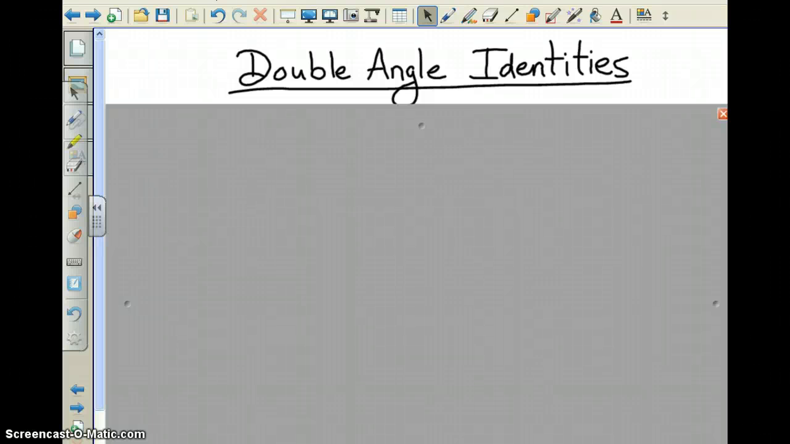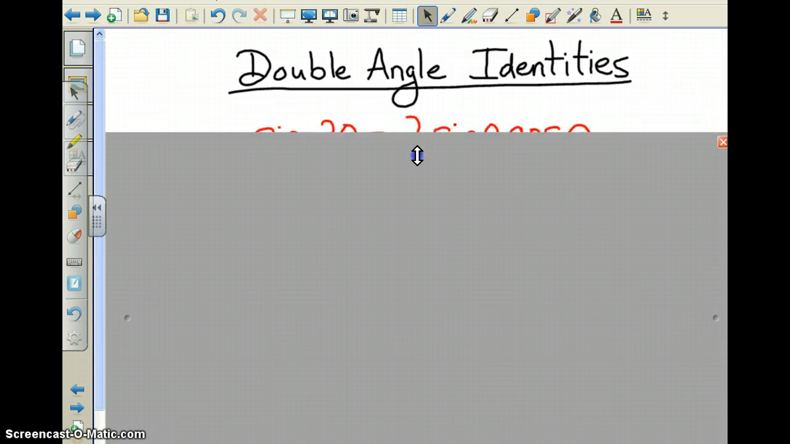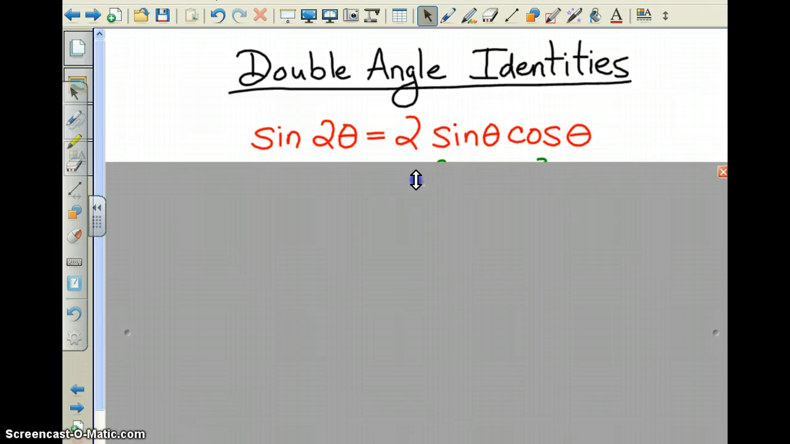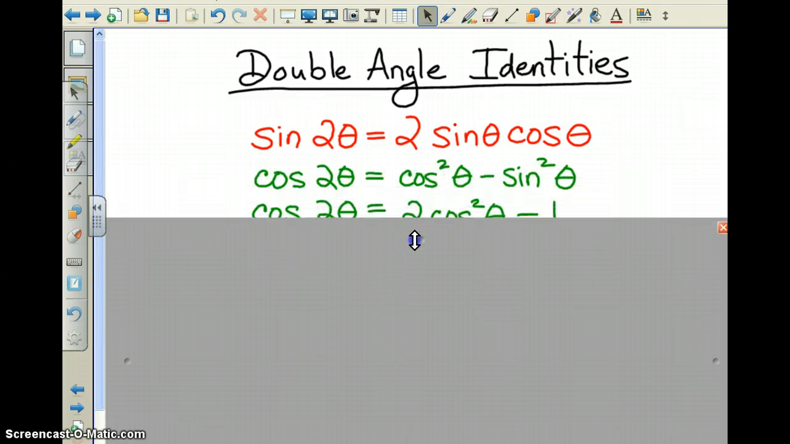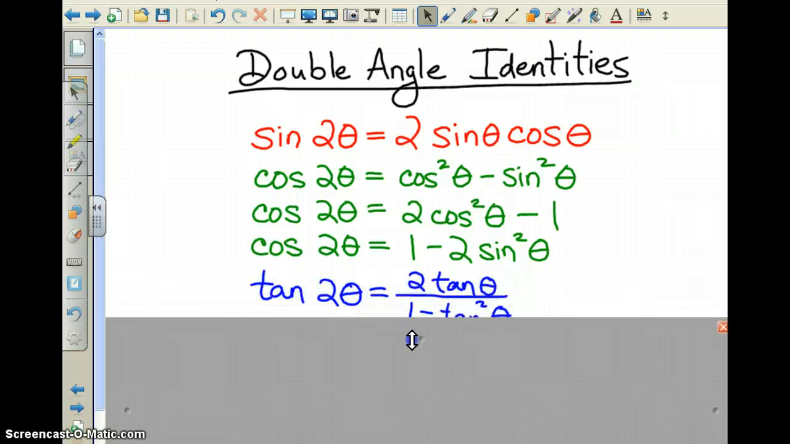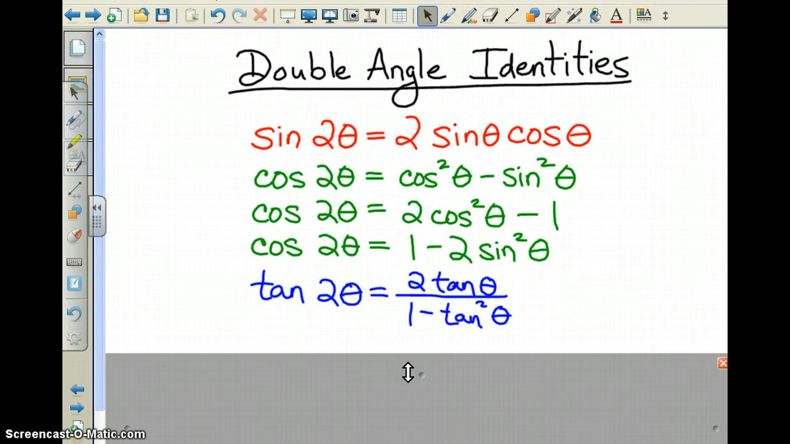Besides the quotient, reciprocal, and Pythagorean identities, we also have what's called the double angle identities. Again, these are equations that have been proven to be true. We are not going to prove them to be true. You're just going to have to accept verbatim here that these are true equations. So, in your notes, pause the video and take a second and record these identities.